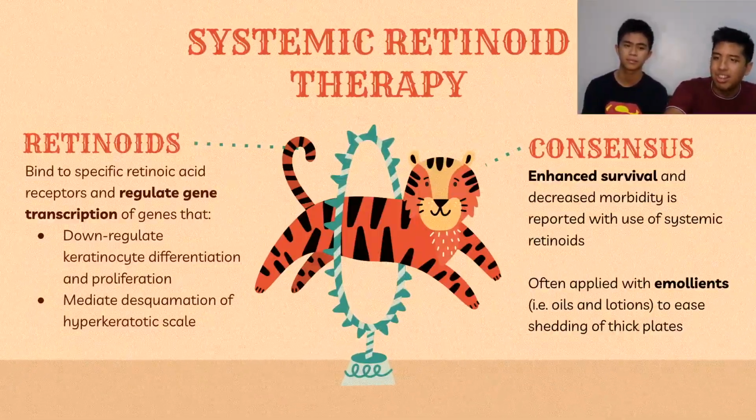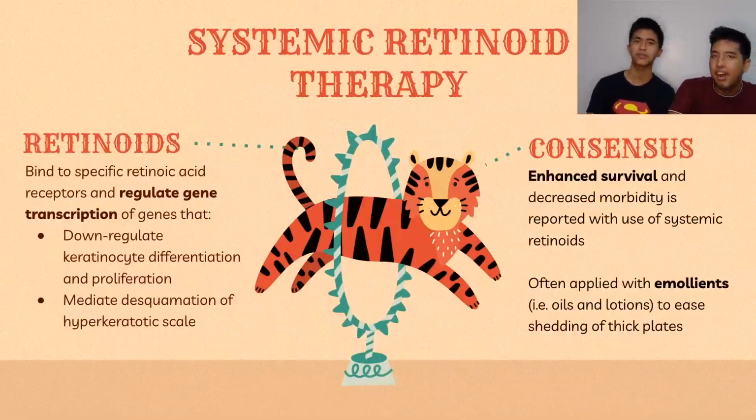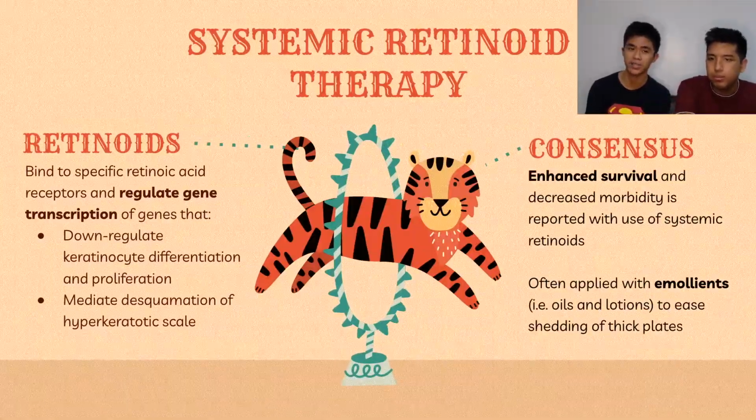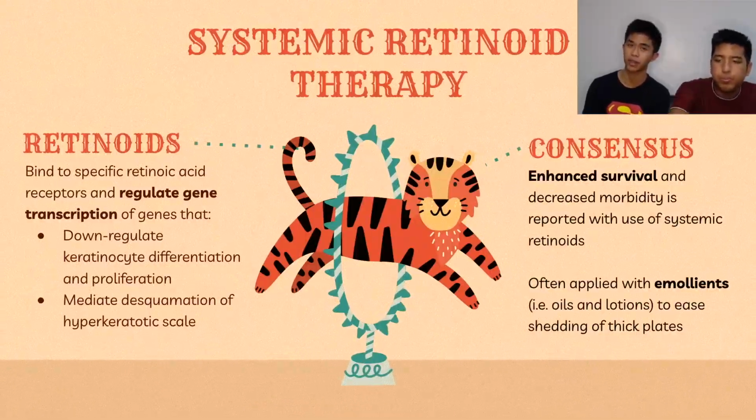So now, Larkin, what do you think about the consensus of the doctors? Well, there are three main findings regarding this. First, it has been found that there is enhanced survival and decreased morbidity as a result of retinoid therapy. And it is known that in tandem with this therapy, there is the use of emollients which ease the shedding of the thick plates. However, the extension of the lifespan of a person that receives this treatment only lasts until early adulthood, and their deaths are not usually due to the thickening of skin per se or any direct effect of the disease, but are caused by the infections that this disease allows.